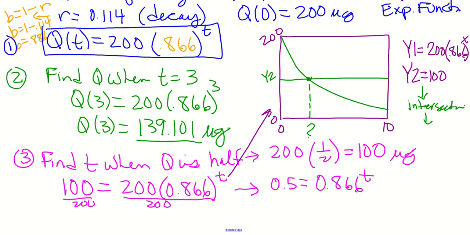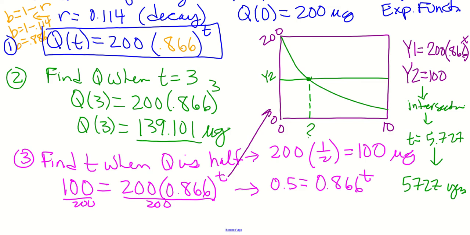Right, so by using the intersection feature, we found that our decay function will equal 100 when t is about 5.727. Now remember that t is in thousands of years, so this would be after about 5,727 years. Okay, so we did those three things.